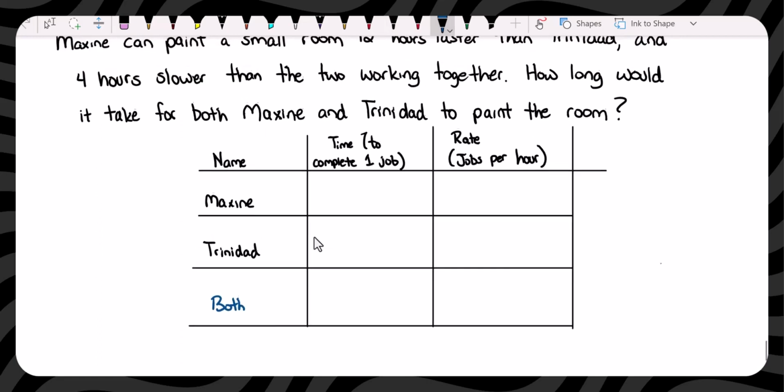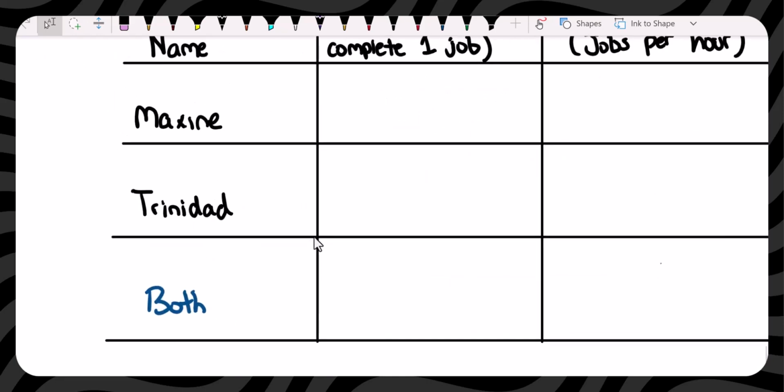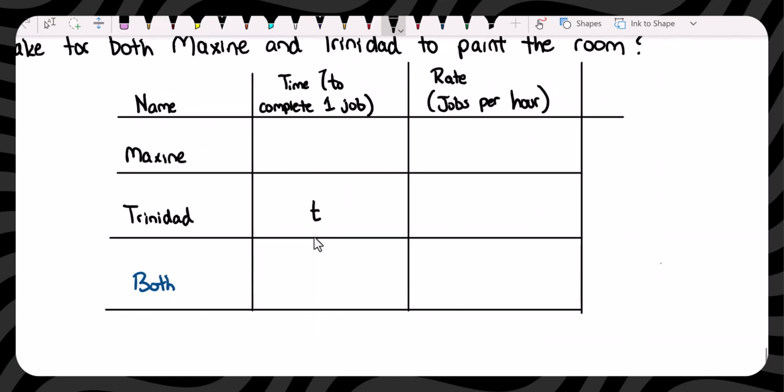Now let's read the problem very carefully. Maxine can paint a small room 12 hours faster than Trinidad. So the time she takes to complete a job is in terms of the time it takes Trinidad to complete a job. So I'm going to go ahead and let T be the length of time it takes for Trinidad to complete a job. Now you don't have to do it this way.